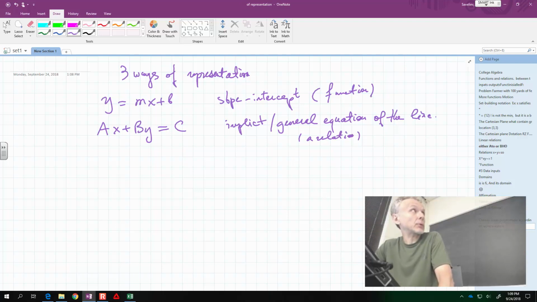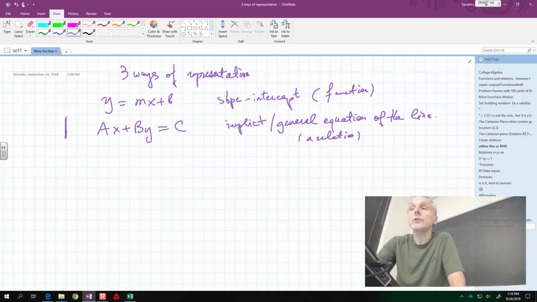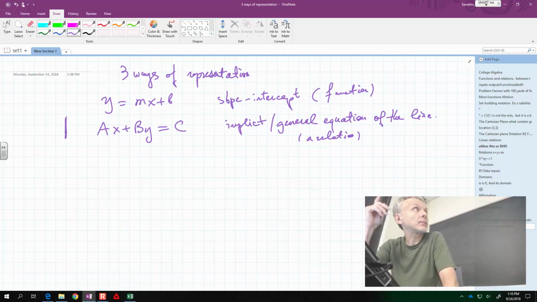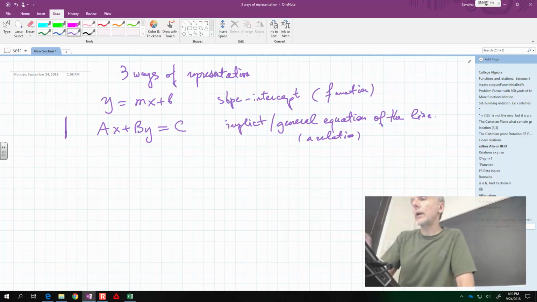So a relation between x and y is given by this formula. But the result is still a straight line. The advantage is that this one includes vertical lines too. So a function, that cannot be a function. But it is a relation. Okay. And so that's in chronological order.